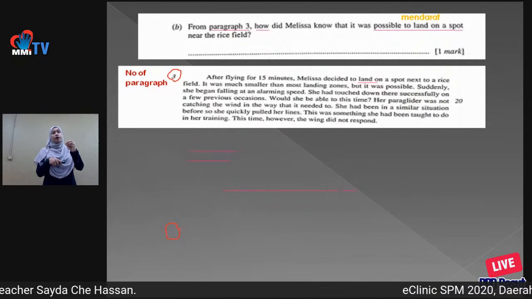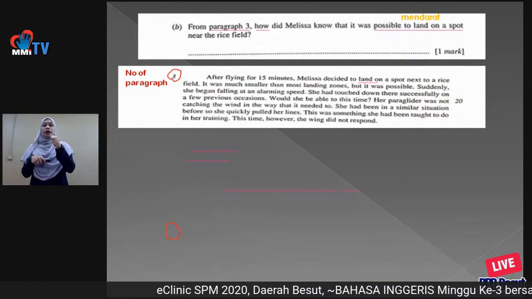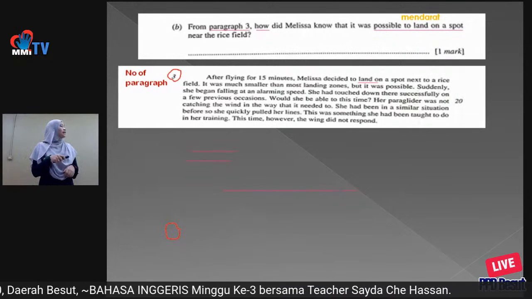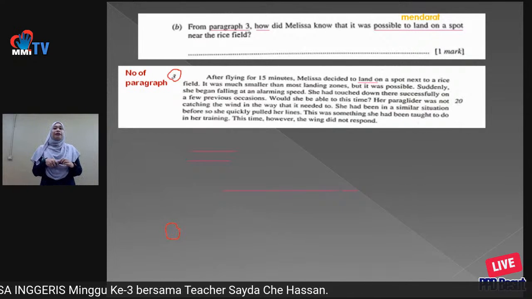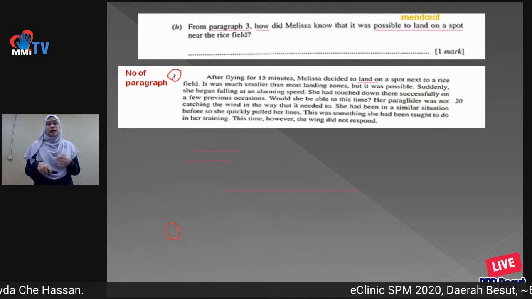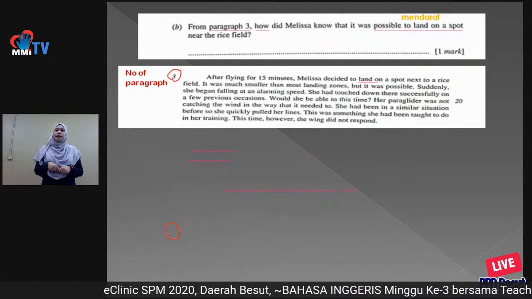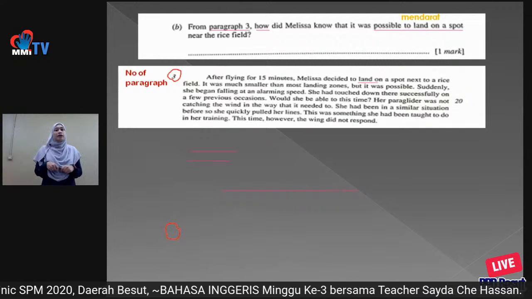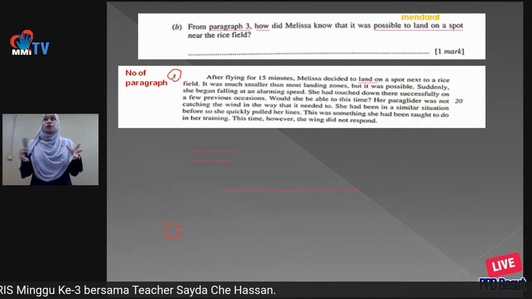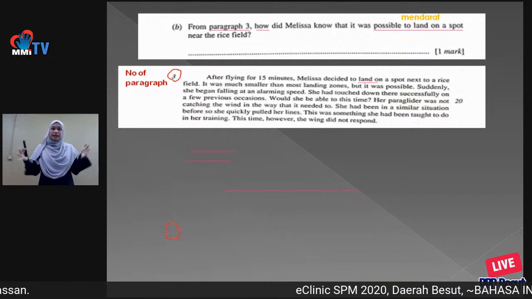Okay, how did Melissa know that it was possible to land on a spot near the field? Okay, the question itself pun, it tries to test on your language, on the ability of you to process the information. So basically it asks you the reason. Kenapa dia nak mendarat kat situ? Okay, kenapa Melissa tahu, dia boleh mendarat kat situ? Tu soalan dia. Okay, so Melissa decided to land on a spot next to a rice field. It was much smaller. Okay, tempat tu kecil je. Than most landing zone, but it was possible.